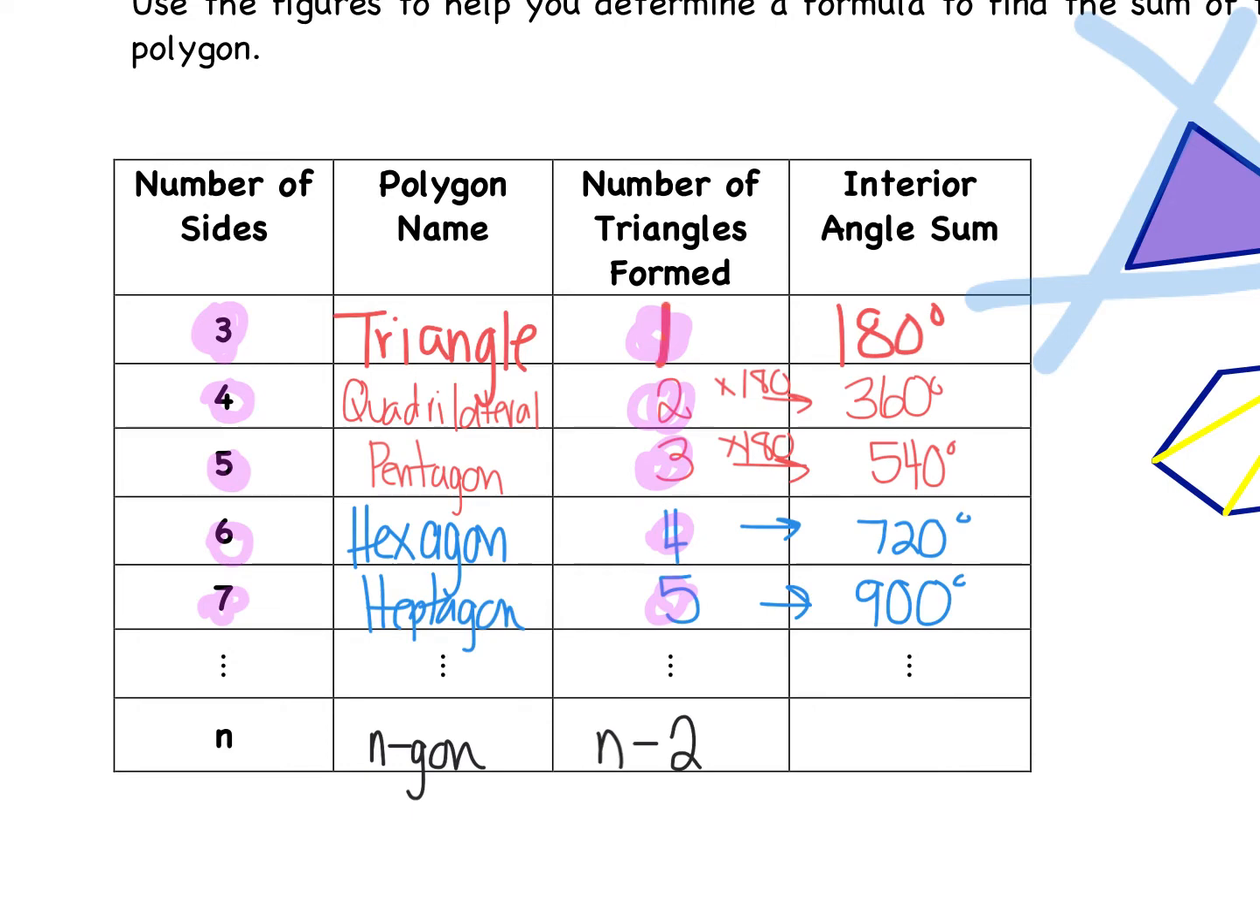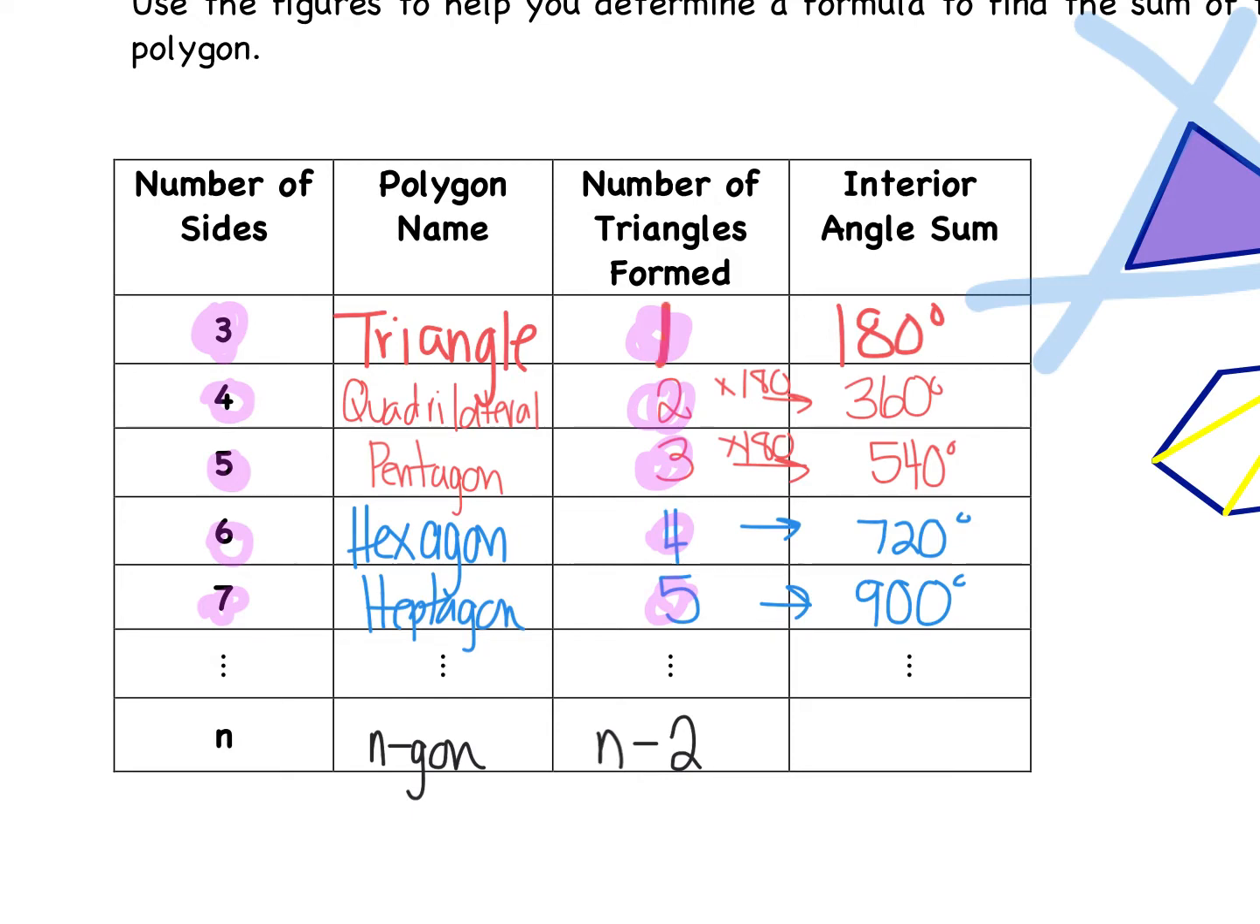So if I had a 100-sided figure, which would be very difficult to draw, it would be almost a circle, right? The more sides I draw, the more my shape starts to resemble a circle. But 100-sided, I would be able to draw 98 triangles.